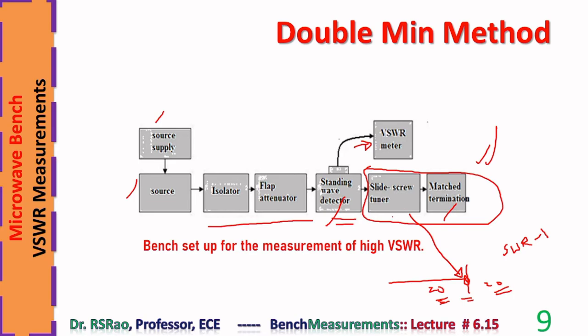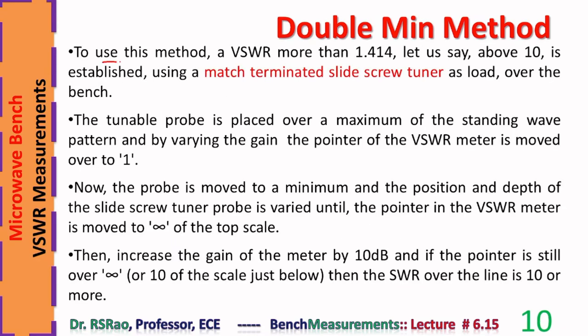One more point to be told here is that the slide screw tuner is an arrangement in which there is a provision to insert variable amounts of impedance or admittance between the matched termination and the line. Now, to use this method, a VSWR of more than 1.414, let us say about 10, is to be established. And it is done with the help of the matched terminated slide screw tuner as load over the bench.